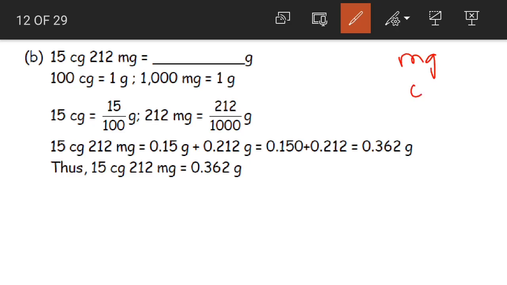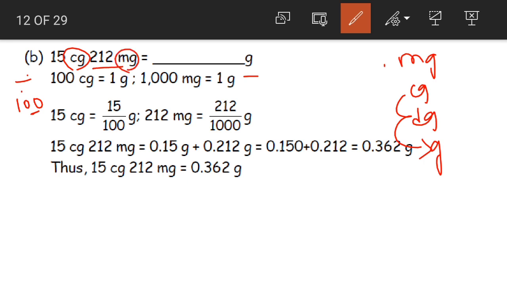We have milligrams, centigrams, decigrams and grams. What do we have in the question? We need to convert centigrams into grams. 1, 2. 2 jumps. That means we need to divide by 100. 2 zeros. Yes.